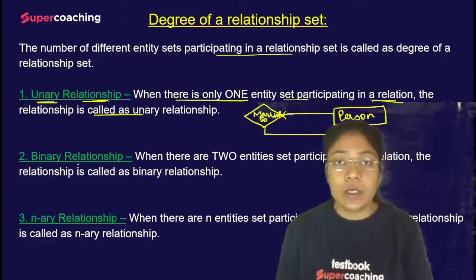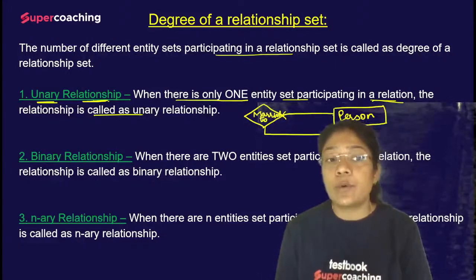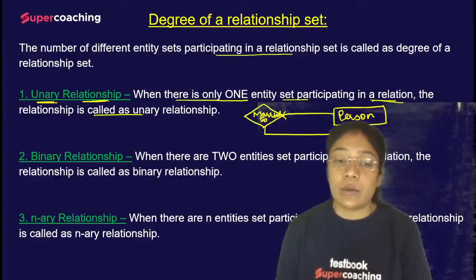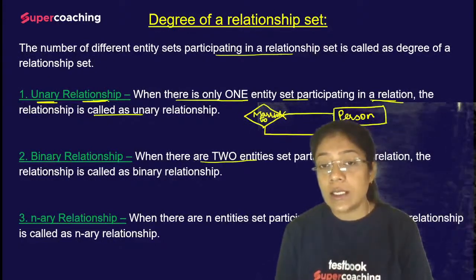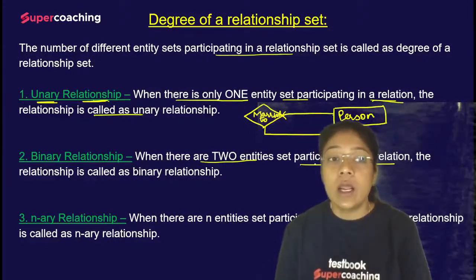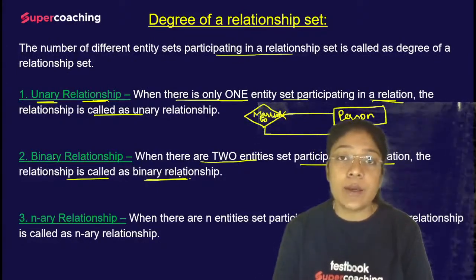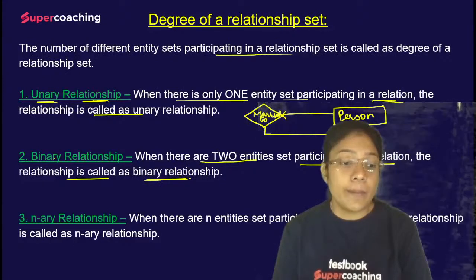So on the basis of this, we get an idea of what a binary relationship is. Binary relationship is where two entities are participating, right? So when there are two entity sets participating in a relation, that relationship is known as the binary relationship. Can you give me some example of a binary relationship?